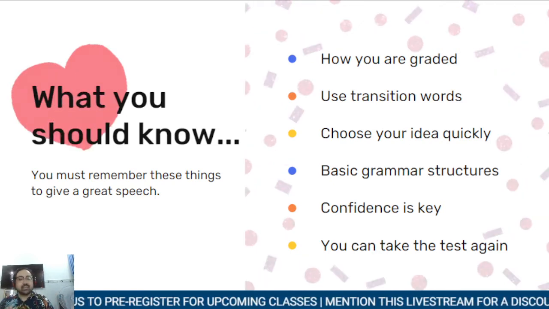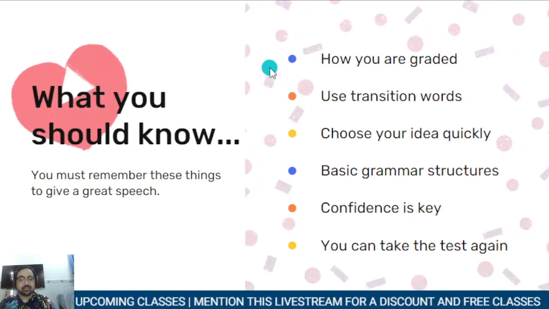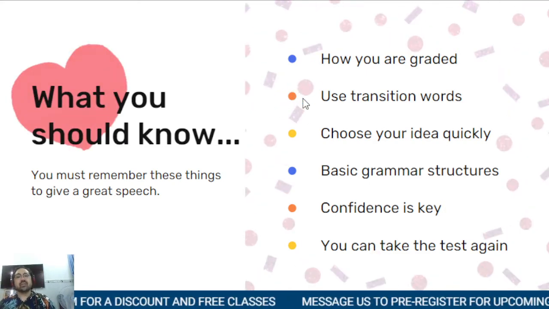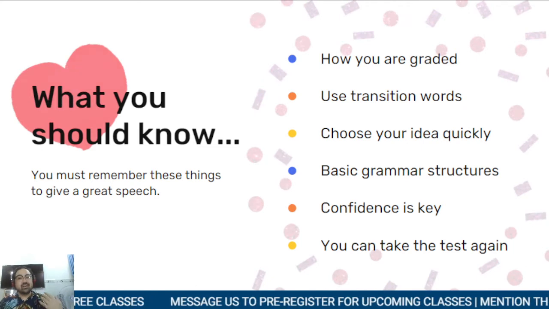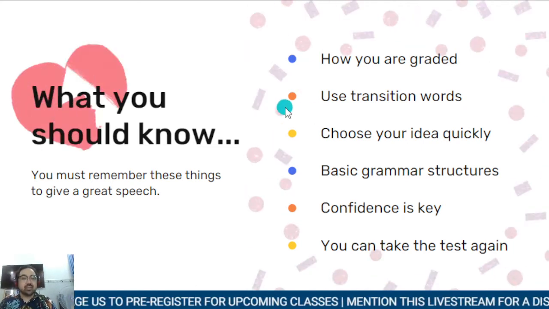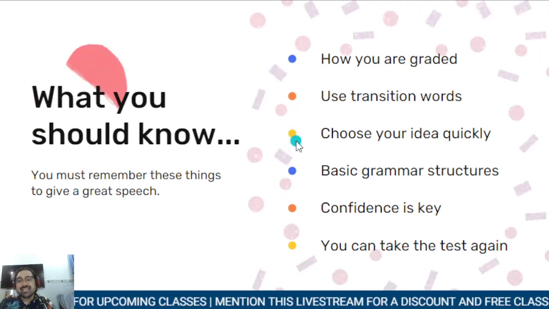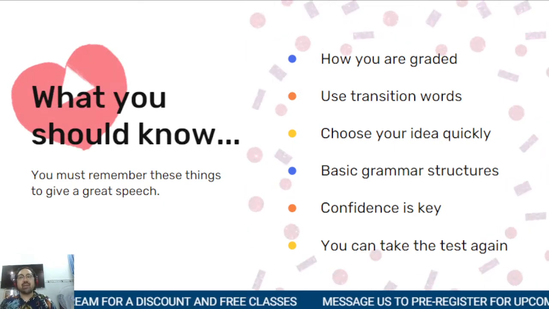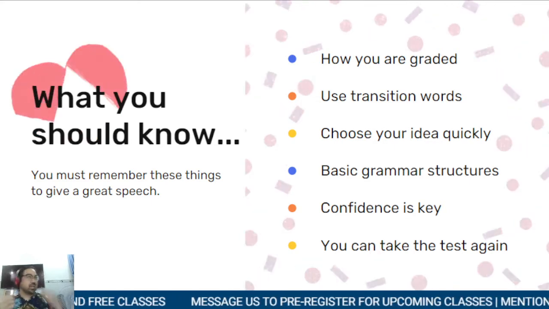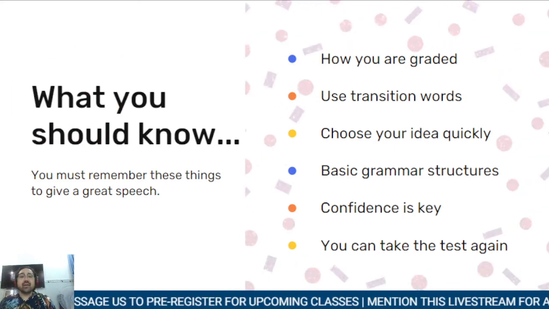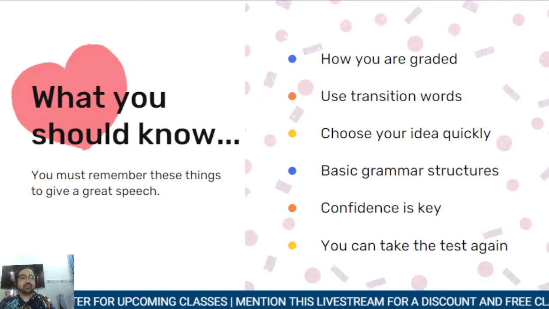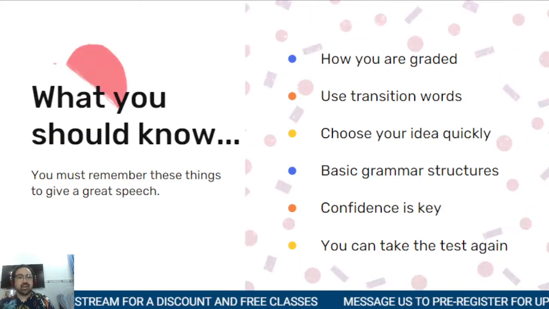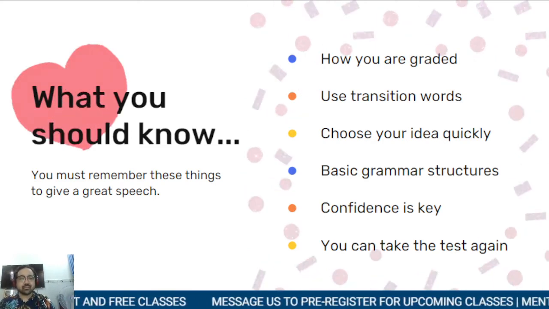So that being said, you need to know how you are graded. You need to start using transition words, which we'll talk about in a little bit, so that they know we're going on to the next part. They're talking about something. You need to be able to choose your idea quickly. You only have 1 minute to prepare your answer, right? You can't be thinking, ooh, should I talk about this or should I talk about that? The examiner doesn't know you. They don't know your life. So just choose one that you feel very confident about. Go ahead and go from there.